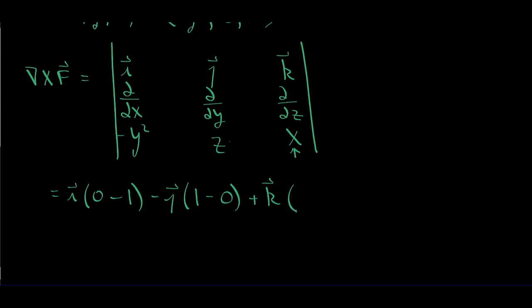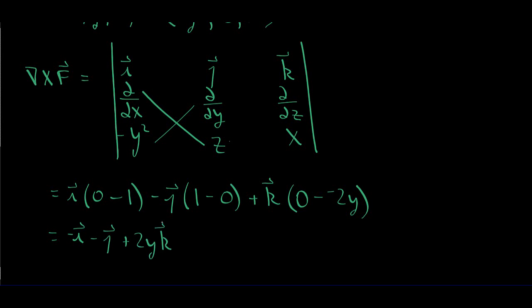Now we're ready for the last part of it. We're saying, okay, partial with respect to x of z is 0. Now, this one, the partial with respect to y, so this is going to be minus a negative 2y, like that. So it looks like what we have here is negative i, minus j, and then plus 2yk. Or I like to write it this way.